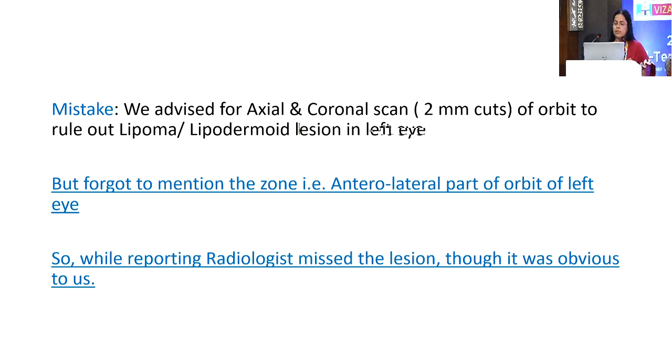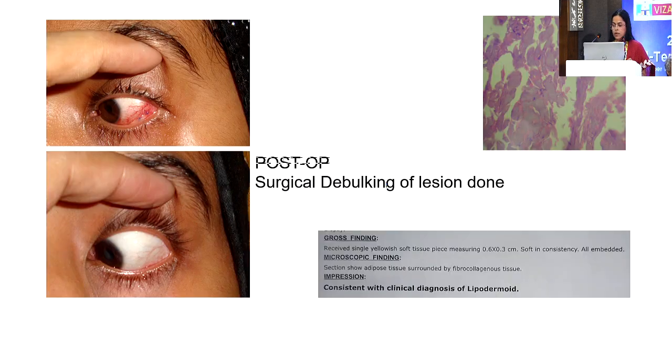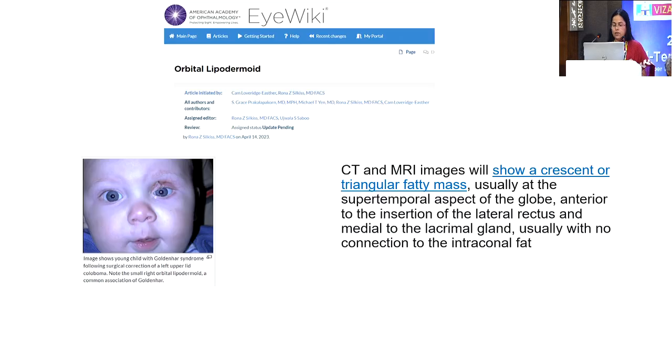We also mentioned lipoma, lipodermoid, left eye, but forgot to mention the zone that it was in the anterior lateral part of the orbit. Probably it was a very small one. So while reporting, the radiologist missed it. Obviously we operated, and histopathologically it was confirmed.